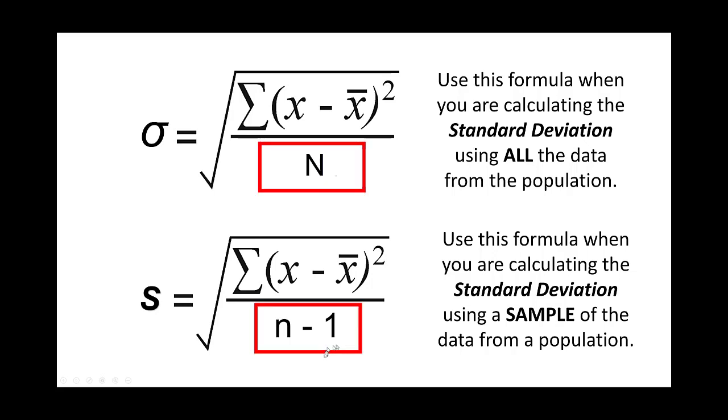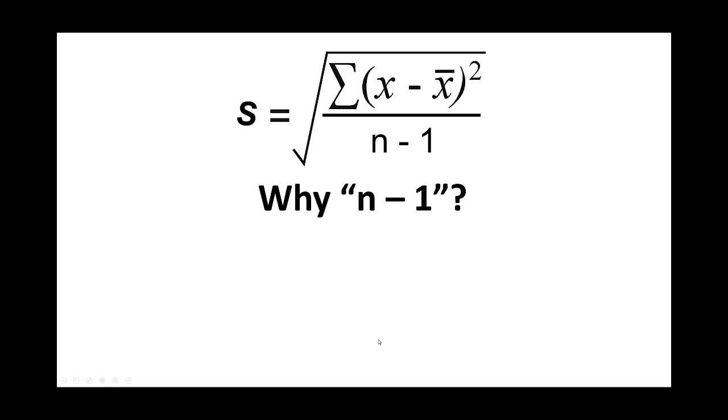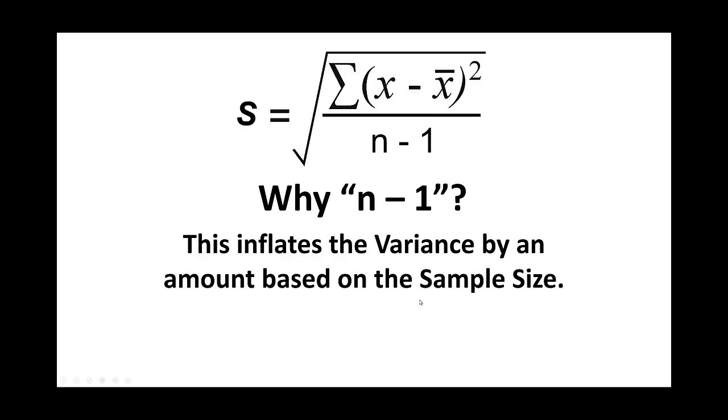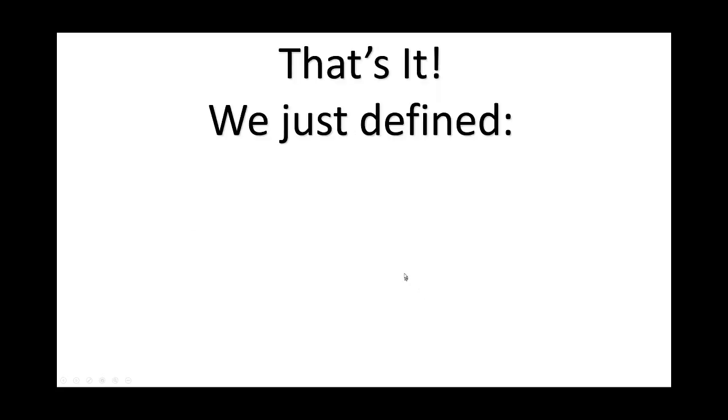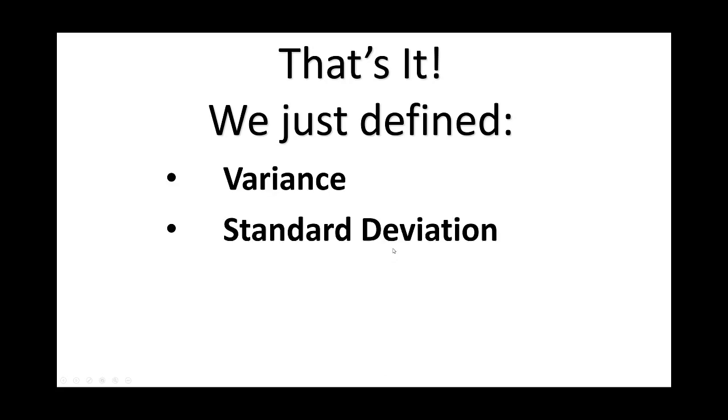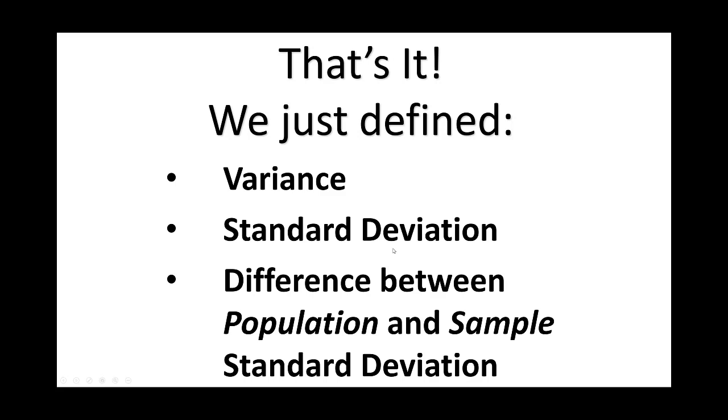The only difference between the formulas are if you have the full population, you divide by the number of pieces of data that you have. If you have a sample, you divide by the sample size minus 1. Well, why minus 1? This inflates the variance by an amount based on the sample size. The bigger the sample size, the less it gets inflated. And that's it. We have just defined variance, standard deviation, and the difference between population and sample standard deviation.